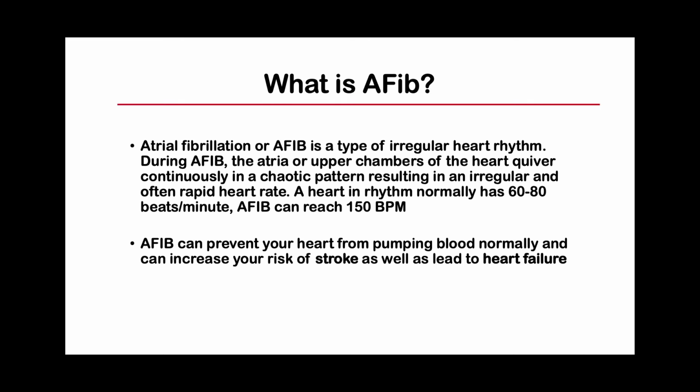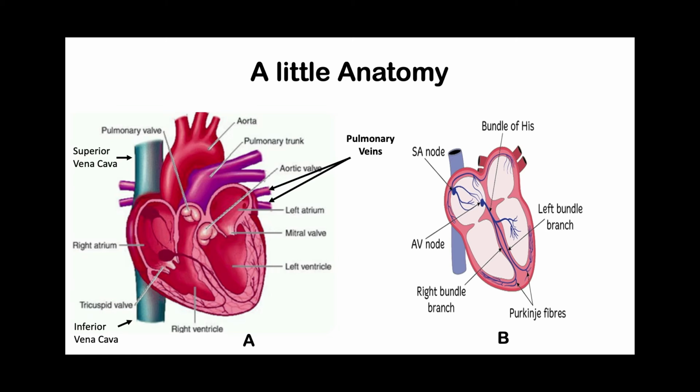So what is AFib? AFib is a type of irregular heart rhythm. During AFib, the atria, the upper chambers of the heart, quiver chaotically, resulting in an irregular and often rapid heartbeat. The heart's rhythm or beat is caused by specific nerve bundles located in specialized cardiac tissue that regulate the normal rhythm of the heart. One critical result of arrhythmia is the prevention of the heart to pump blood throughout the body, resulting in a decrease of nutrients to the rest of the body and increasing the risk of stroke and heart failure. Before going further, let's look at a portion of the heart's anatomy.